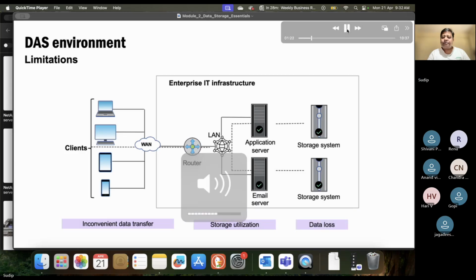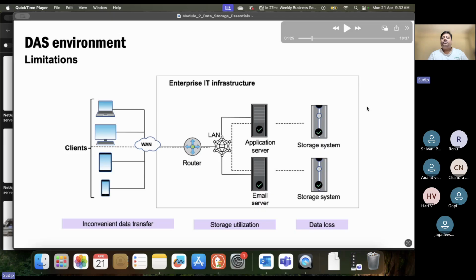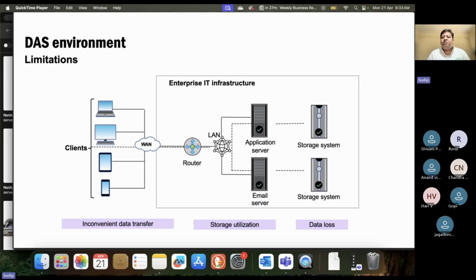Okay, second thing, data loss. How can data loss happen? Let us say that the storage system in which Anand was storing data, that SD card, got corrupted and he could not back up his data. Is there any way he can recover that data? No, he cannot.